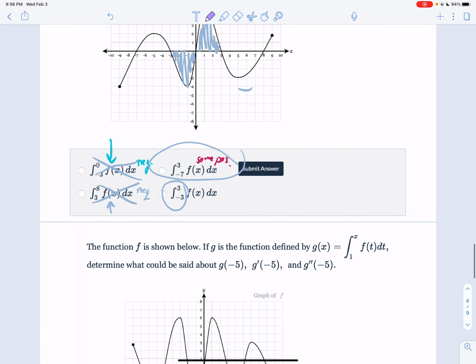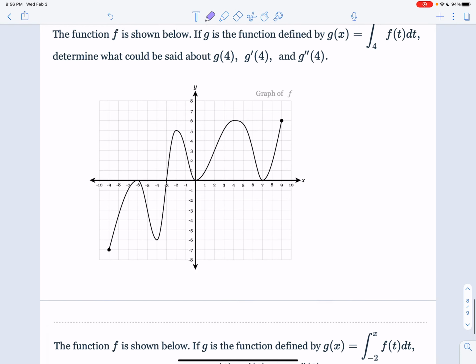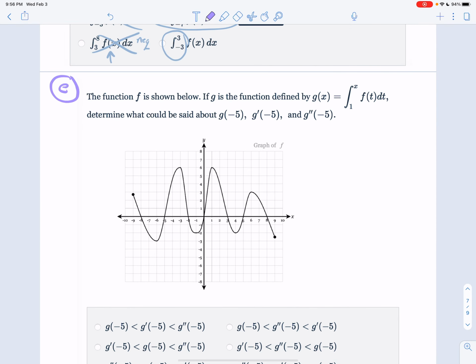Okay, here's the last part. All right, I think I have 3. Okay, part E. Okay, the function f is shown below. Okay, make sure, train yourselves, you guys, that when you're looking at a graph, the first thing you should do is know what it represents. Okay, it's not always going to be the graph of f. Sometimes it's going to be f prime, sometimes it's going to be f double prime. Sometimes it's going to be h or h prime, right? You got to pay attention to what it represents.